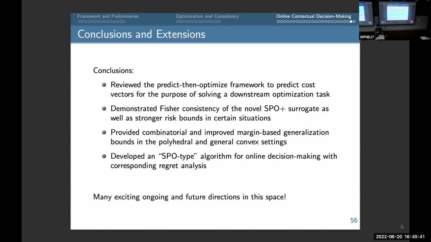I'll just mention that I think there are many, many exciting future directions. One obvious one to mention, which was discussed here, is incorporating banded feedback into this type of online setting. So this is a full information feedback setting. Incorporating banded feedback, for example, would be very interesting, and there are many other exciting ongoing directions as well.